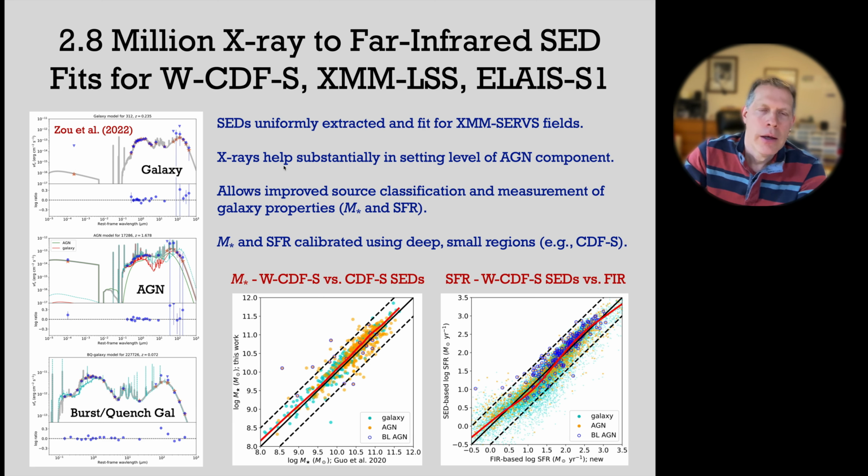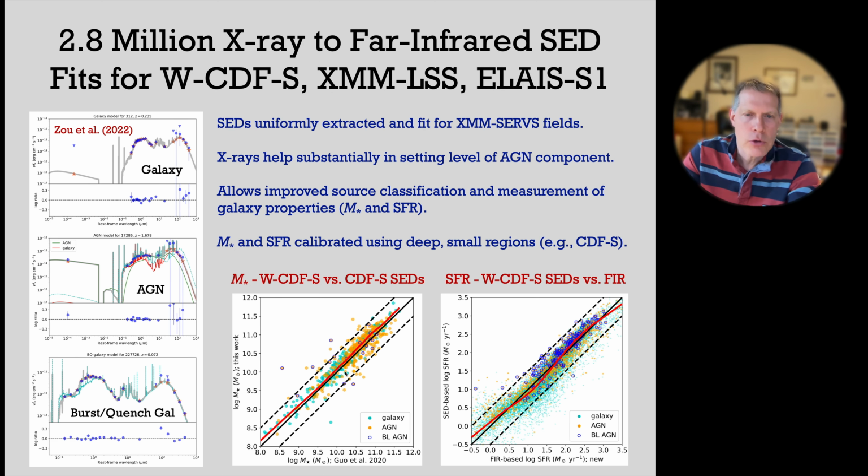Not only can we perform improved source classification, but we can also, as I mentioned, measure galaxy properties. We can, for example, from the SED fits, get measurements of stellar masses and star formation rates. And we then calibrate our stellar masses and star formation rates by comparing them for these wider fields with ultra-deep measurements in small regions, for example, the Chandra Deep Field South proper, where there are many more bands still.